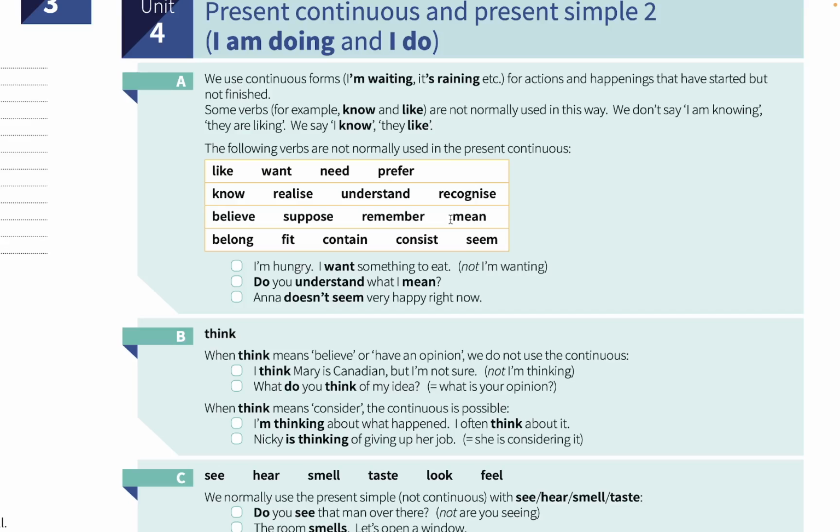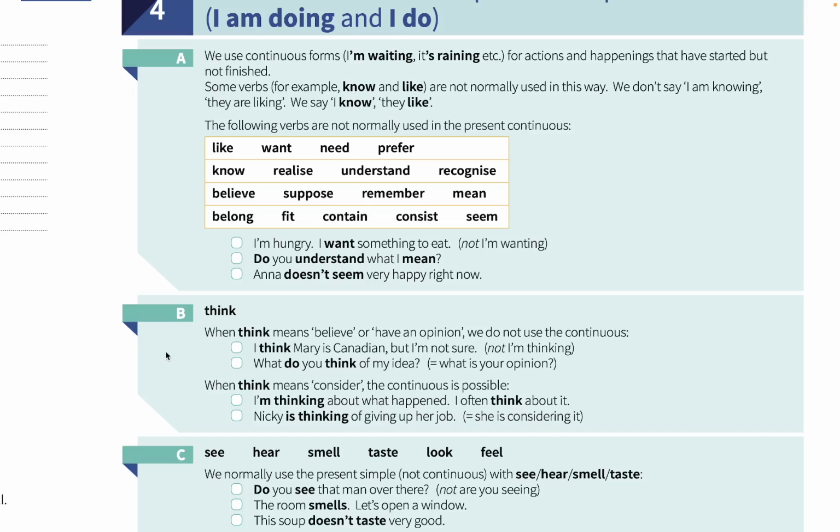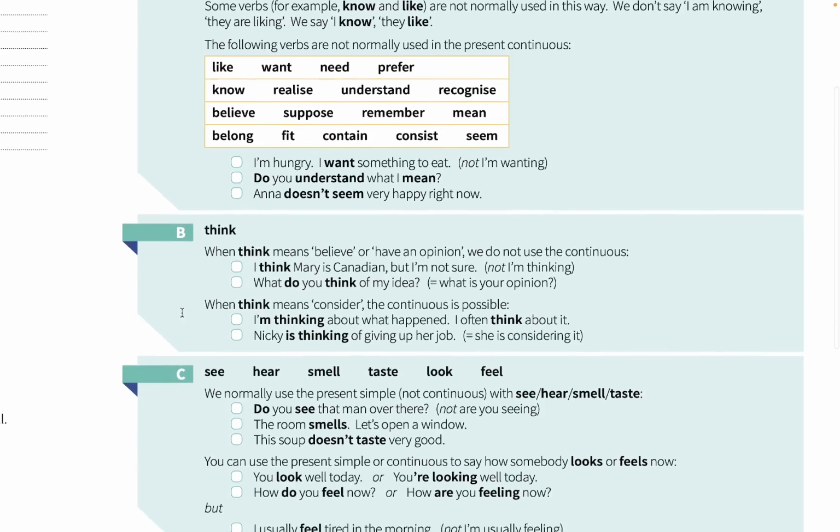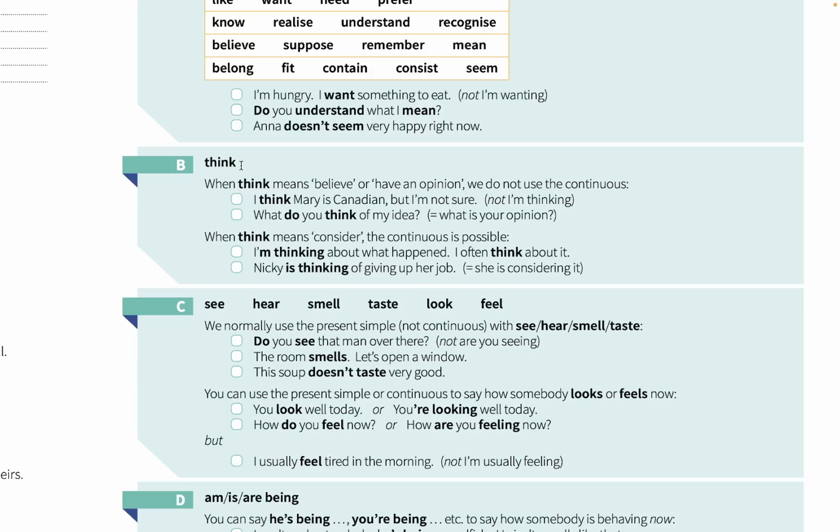So these words are usually not changed, so it stays in its original form. Is that clear? Okay. Second section. Think. When think means believe or have an opinion, we don't use continuous, so it's not thinking. For example, I think Mary is Canadian, but I'm not sure. So you believe that Mary is Canadian, or in your opinion, Mary is Canadian. You only need to use think and not I'm thinking.